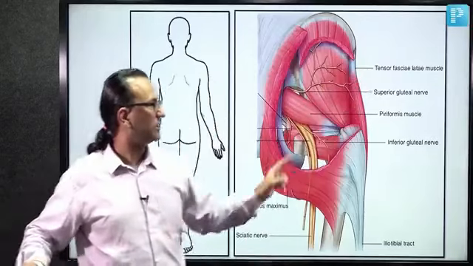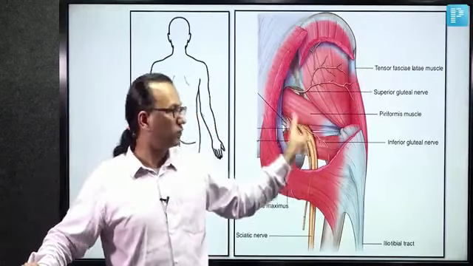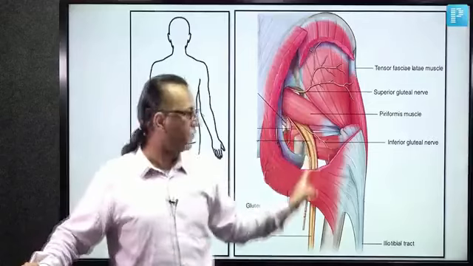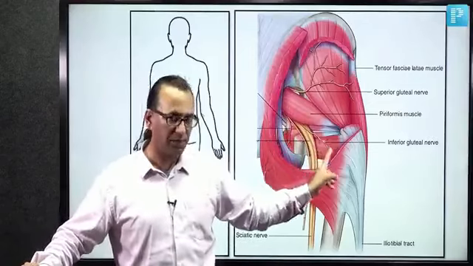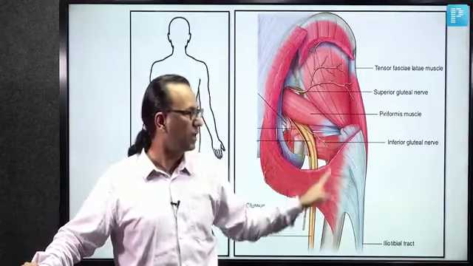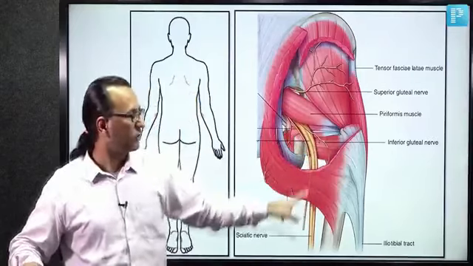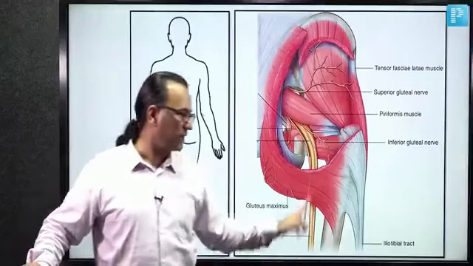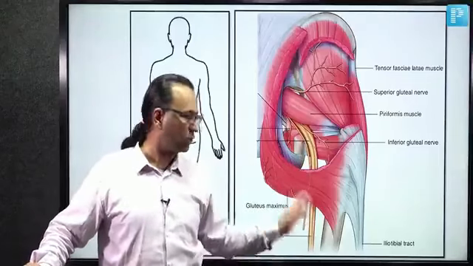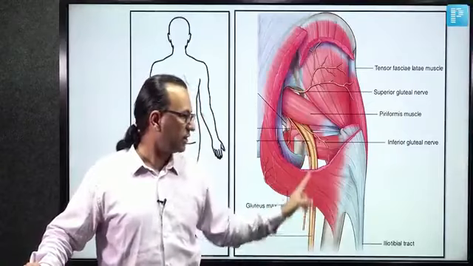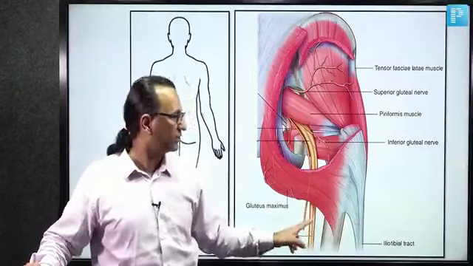And as you see, the sciatic nerve is coming through the greater sciatic notch, but below the piriformis muscle, along with the inferior gluteal nerve. The inferior gluteal nerve is going to supply the large muscle here, gluteus maximus, for hip extension. The sciatic nerve is two nerves running together, and it is the tibial part of the sciatic nerve which is going to supply the hamstring muscles. The common peroneal nerve supplies the short head of biceps femoris there.